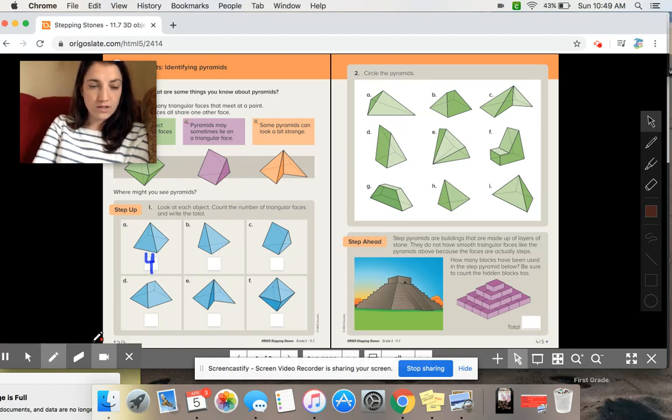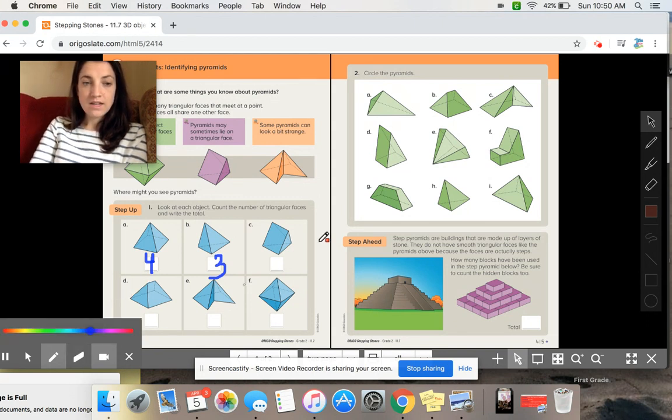Let's give this one a try. Okay, so I see that my friends are looking and they're seeing that there's one here, 1, 2, and then there's one triangle at the bottom. So there's 3. The next couple are tricky, but I'd like for you to give it a try.